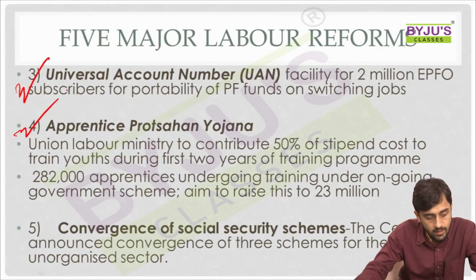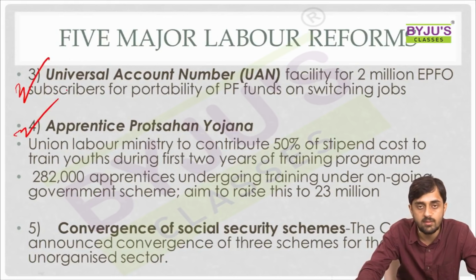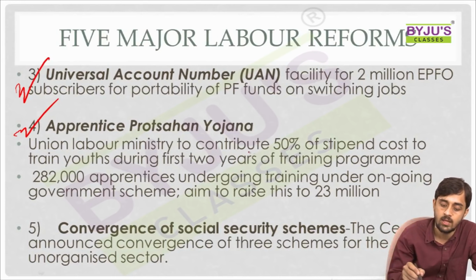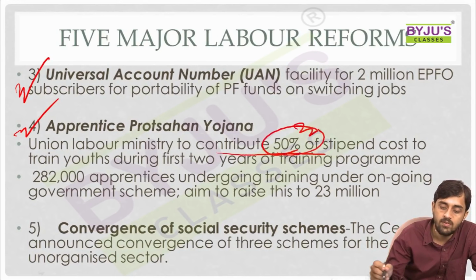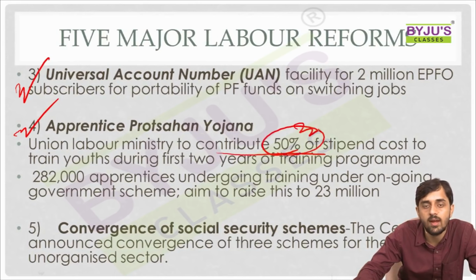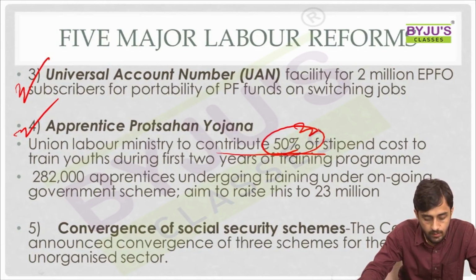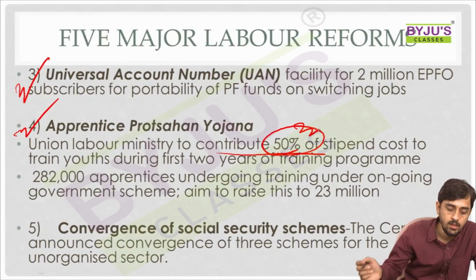Another important change is with respect to the Apprentice Protsahan Yojana, that is, the amendment of the Apprentice Act itself. As we had discussed, the new scheme aims to provide 50% of the stipend cost to those industries which tie up with the industrial training institutes. 50% of the stipend cost will be contributed by the government for the first 2 years of training, when this training is given in collaboration with a particular industry. Half the stipend that the industry pays to the apprentice will be reimbursed by the government.